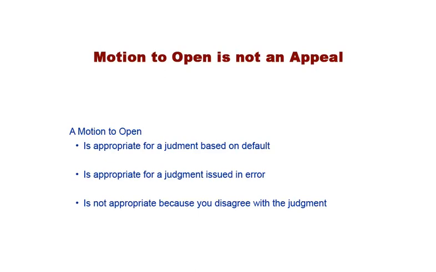Motion to open is not an appeal. A motion to open is appropriately filed in response to a judgment issued after a default, if you have good cause for challenging the judgment, or if a judgment was issued with an error due to a mistake. A motion to open is not appropriate when you disagree with the substance or reasoning of the judgment. Disagreeing with the legal reasoning of a judge is handled through the appeal process.